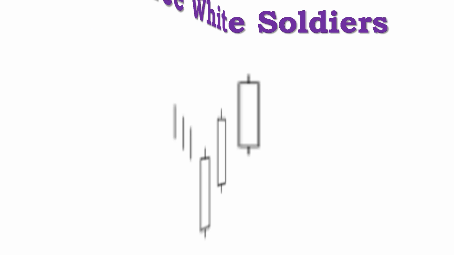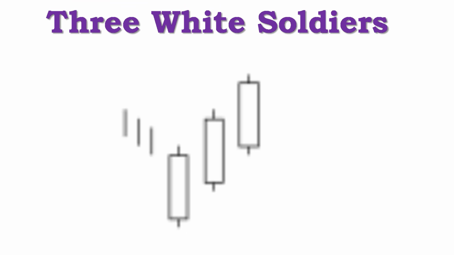Next candlestick pattern, 3 white soldiers. A bullish reversal pattern consisting of 3 consecutive long white bodies. Each should open within the previous body and the close should be near the high of the day.